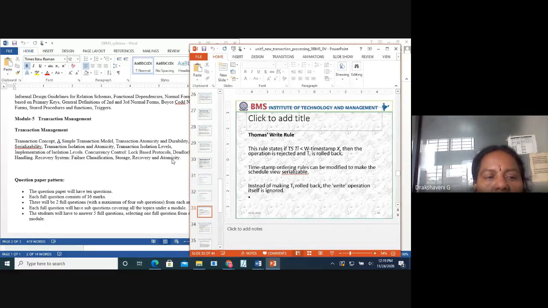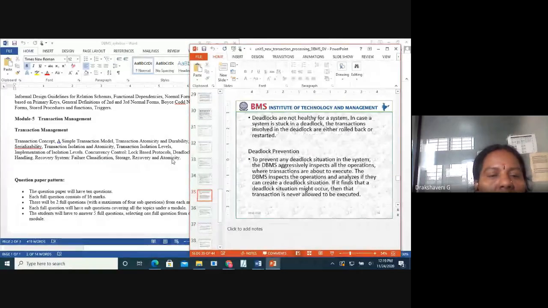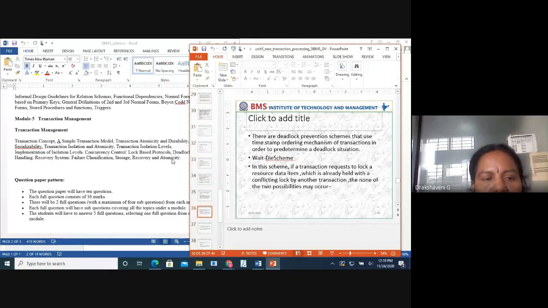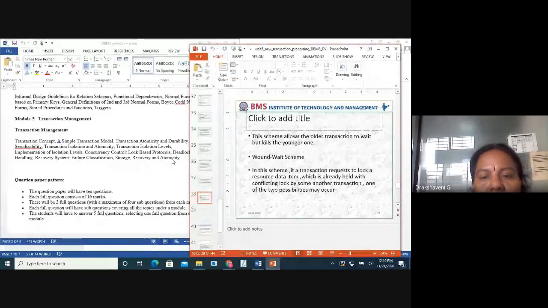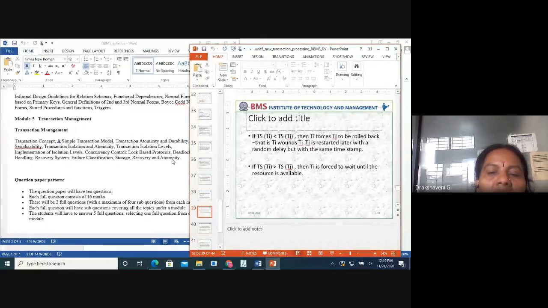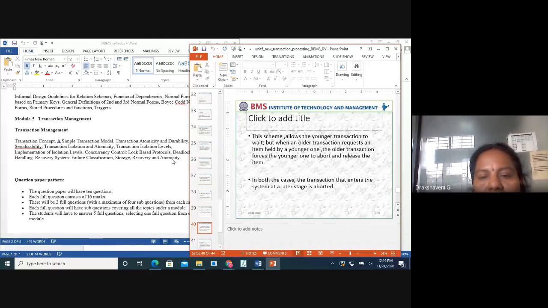Then we have seen the Thomas write rule. Then we started with deadlock. In deadlock, how to recover the system, how to check and how to handle the deadlock. So deadlock avoidance, deadlock prevention, and in case the system fails, failure classification, then how to store and recover. We have also seen the wound-wait scheme, where the younger one is there, and these are the two possibilities by which the transactions can be handled.